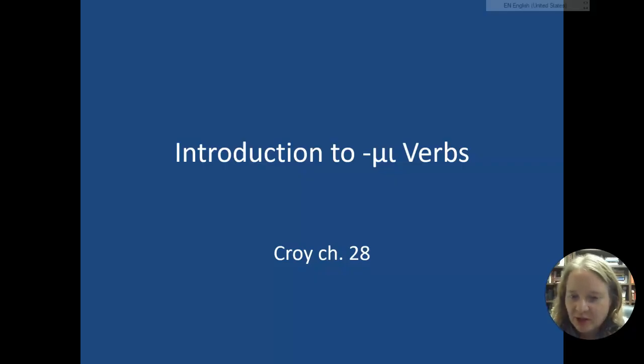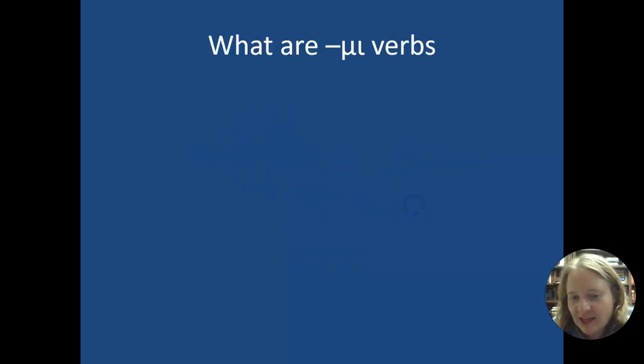In chapter 28, you're going to be introduced to the concept that's also going to be chapter 29 and 30, which is mi verbs. Here's the good news: you're going to know how to translate these, because the translation situation doesn't change. It's recognizing the forms here that's a little bit different. And so here's what mi verbs are.